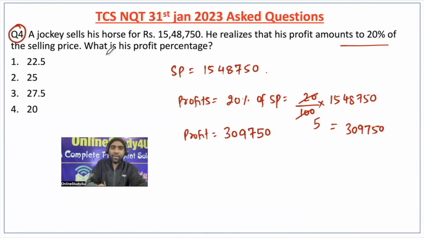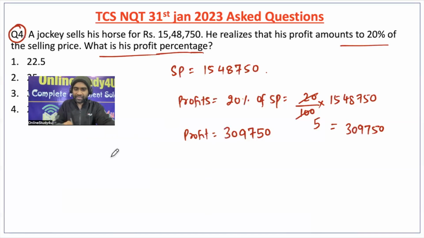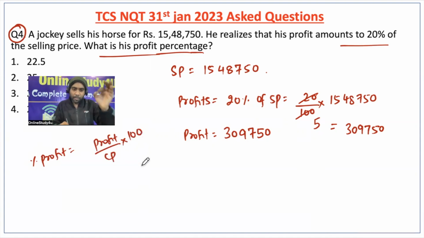Now what they are asking is, what is his profit percentage? So friends, profit percentage is equal to profit divided by cost price into 100, because profit is always calculated on cost price. You should know at what price you bought this pen. If you bought it at 10 rupees and sold it at 15, then you can tell the profit. If you bought it at 10 and sold it at 5, you can tell the loss, right? So profit divided by cost price.